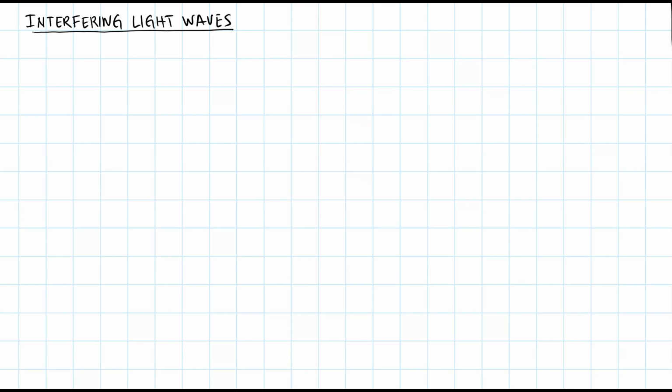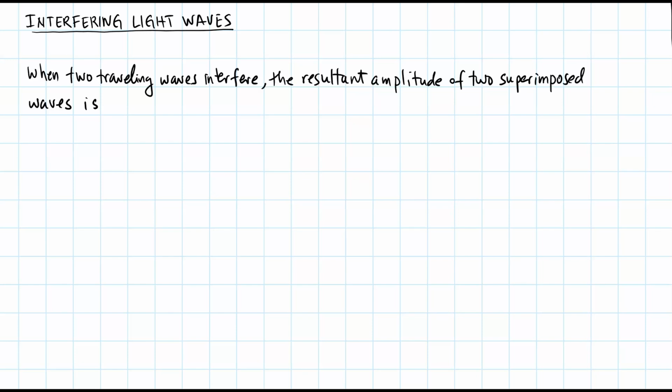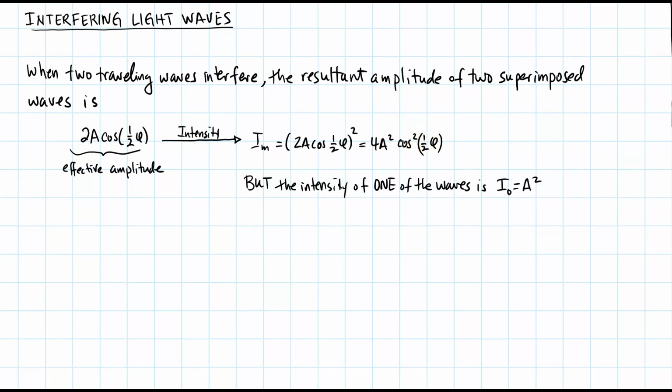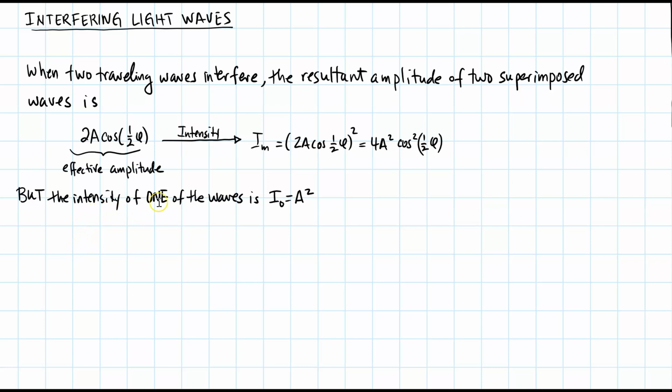Interfering light waves. When two traveling waves interfere, the resultant amplitude of two superimposed waves is 2a cosine of 1/2 phi, where phi here is the phase angle between the two waves. But what we observe is the intensity. The intensity is the amplitude squared, which gives us 4a squared cosine squared of 1/2 phi.